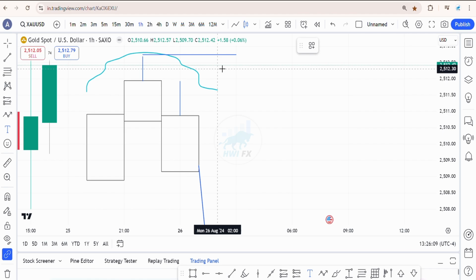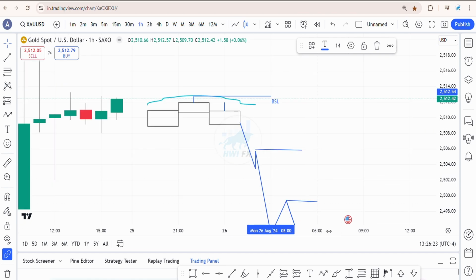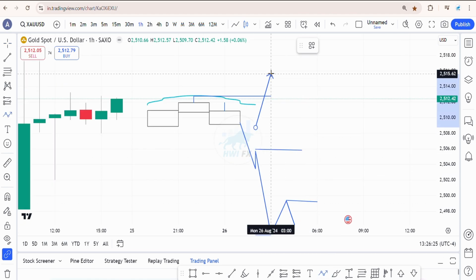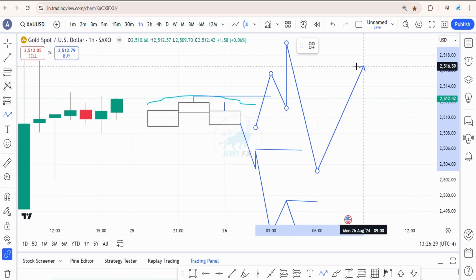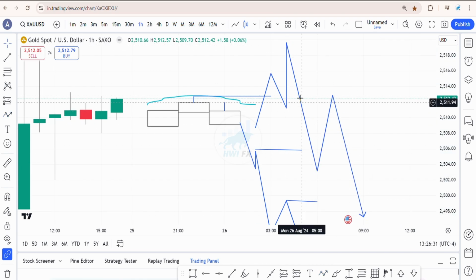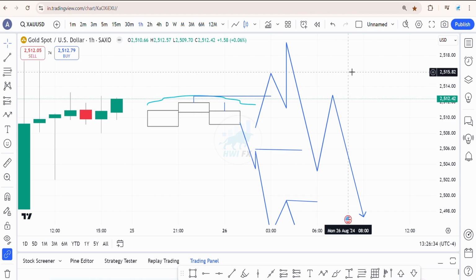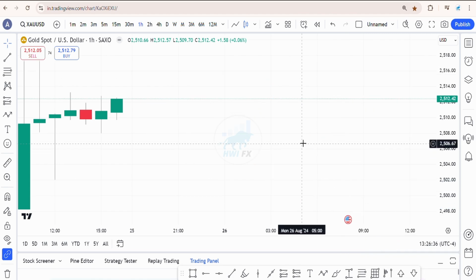We saw that buy side liquidity is always above the swing high. What happens in the market is, whenever the market tries to go above that, a lot of breakout traders think this is a breakout and they buy. But what market makers do, they close within the range and then sell. So this is buy side liquidity.